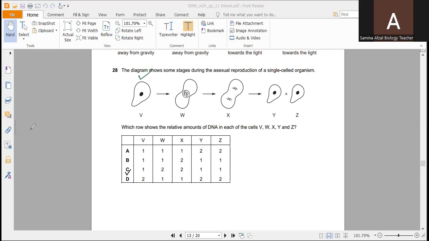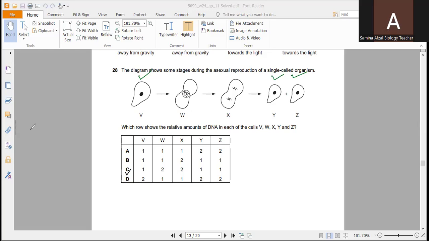You can see over here in V, the nucleus is there, and you can see the chromosome. In W, you can see the division has started. The nucleus and the chromosomes are condensed and replicated. In X, after replication, they are moving towards the opposite poles. And in Y, they have been divided. Cytokinesis has taken place and they are divided.